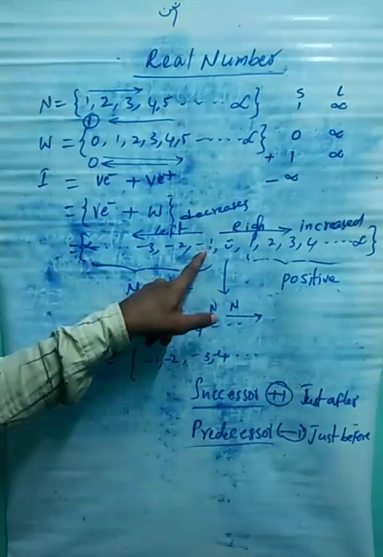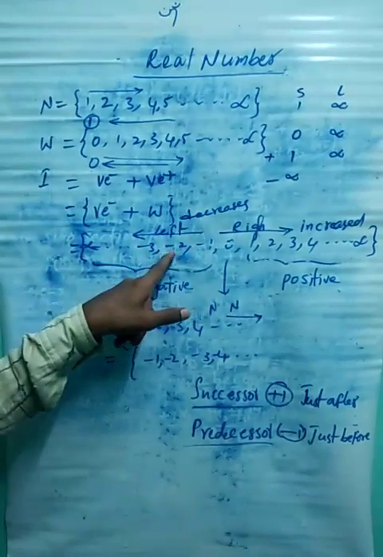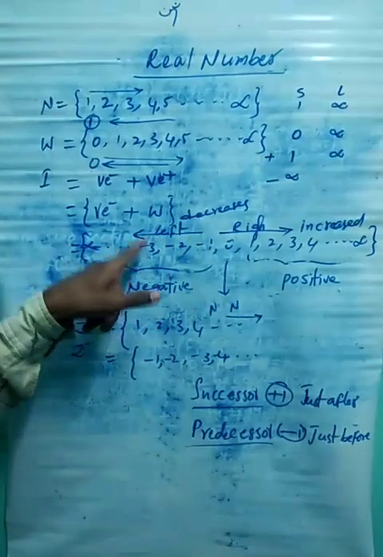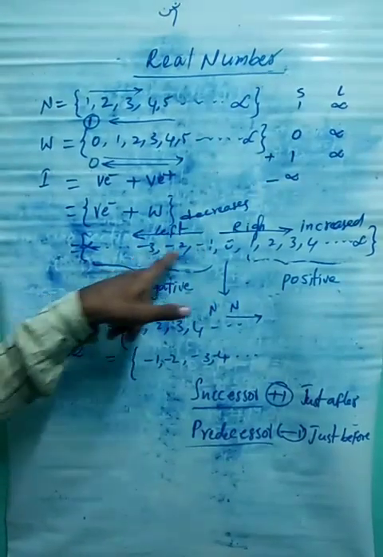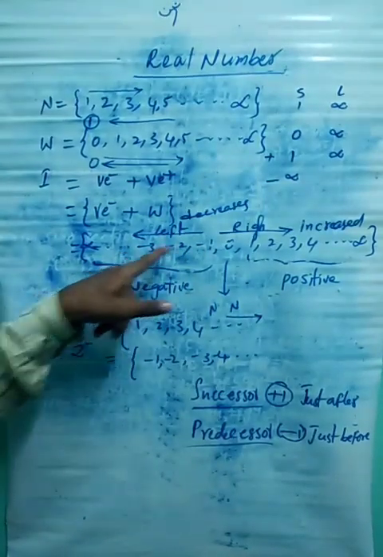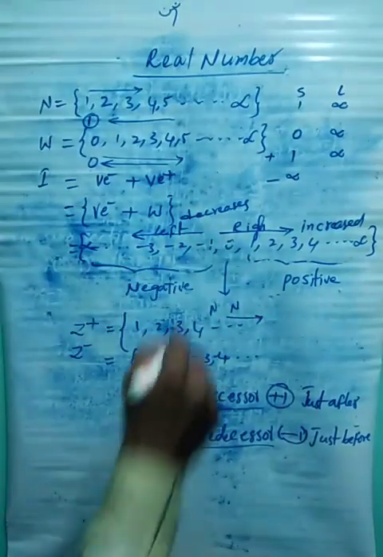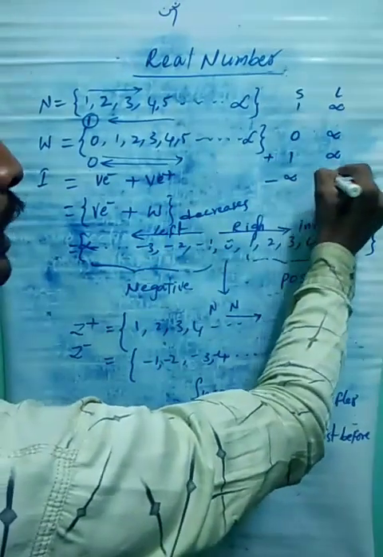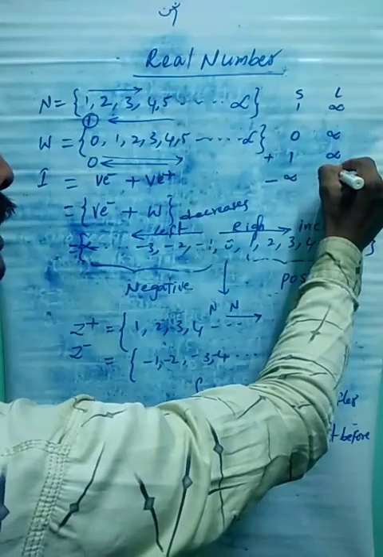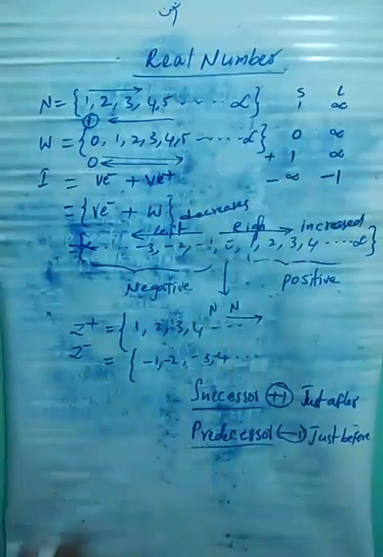That means minus 1 is greater than minus 2, and minus 2 is greater than minus 3. So minus 1 is bigger than all the negative integers, and also less than all the positive integers. So what is the largest negative integer? The largest negative integer is minus 1. The smallest negative integer is not defined.